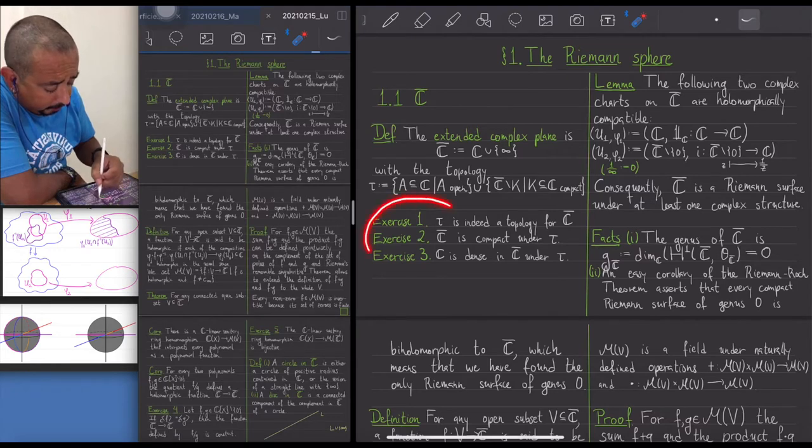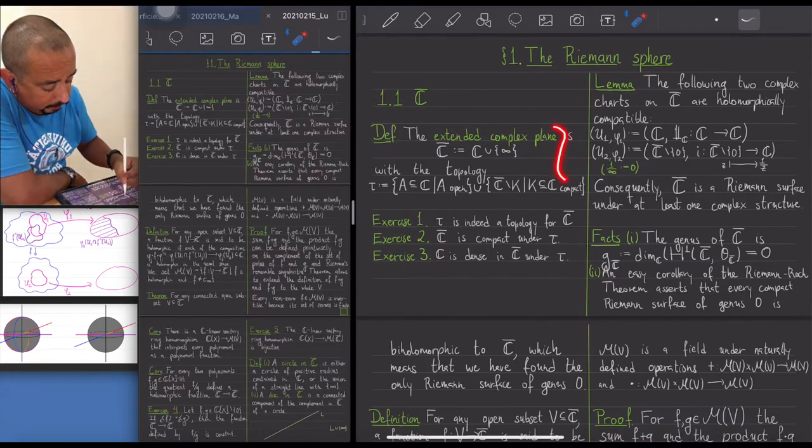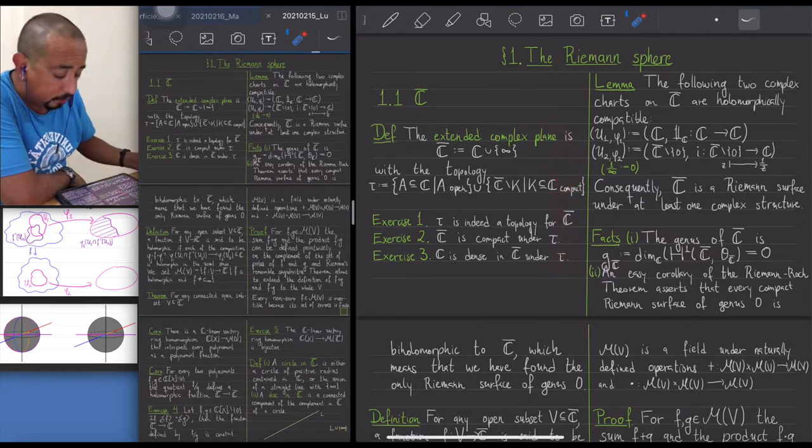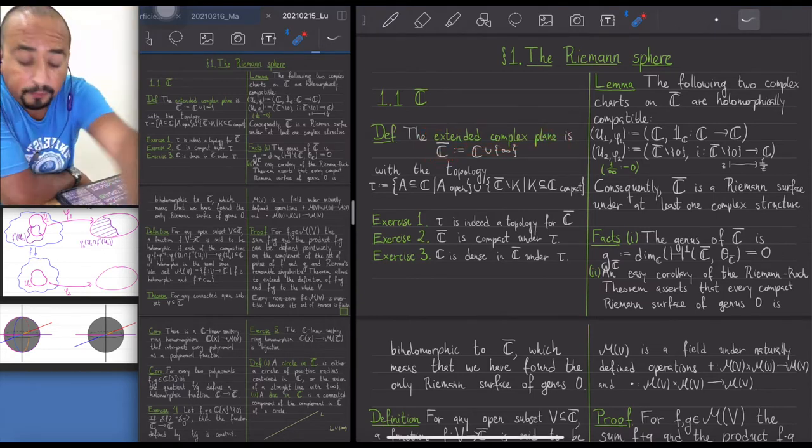An easy exercise in general topology is to verify that this is indeed a topology for C bar, that C bar is compact, and that the complex numbers form a dense open set in C bar. This is actually a special case of a general construction, namely that of the one-point compactification of a topological space. So the extended complex plane is defined as the one-point compactification of the complex plane.